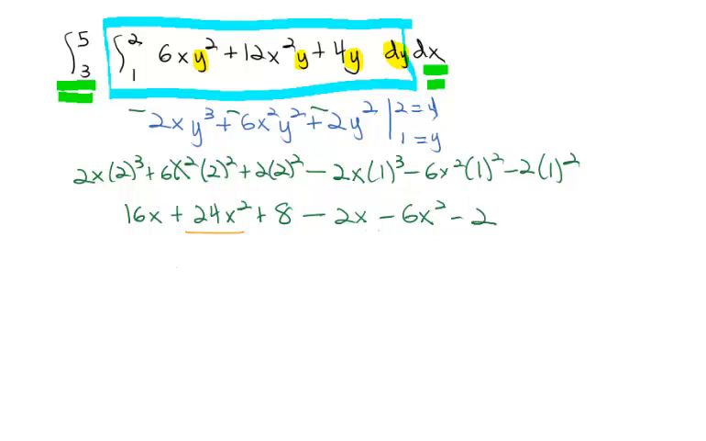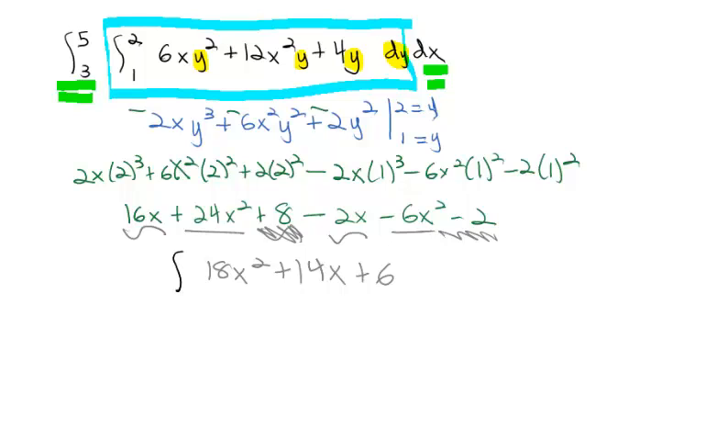Combine like terms, we'll do the squared first. 24 minus 6 is 18x squared. 16x minus 2x is plus 14x. And 8 minus 2 is plus 6. That's just the inside, though.